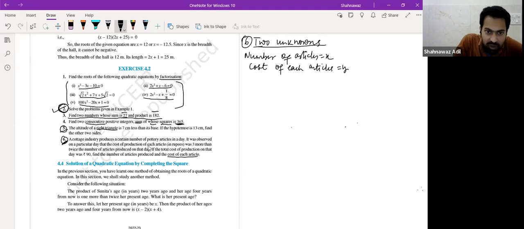That cost of production of each article is what? Cost of production of each article, which is X or Y? Cost of each article is Y, right? And this is equal to 3 more than twice the number of articles produced, right?